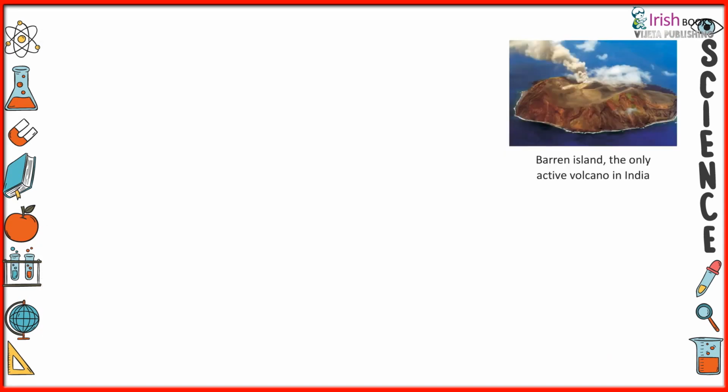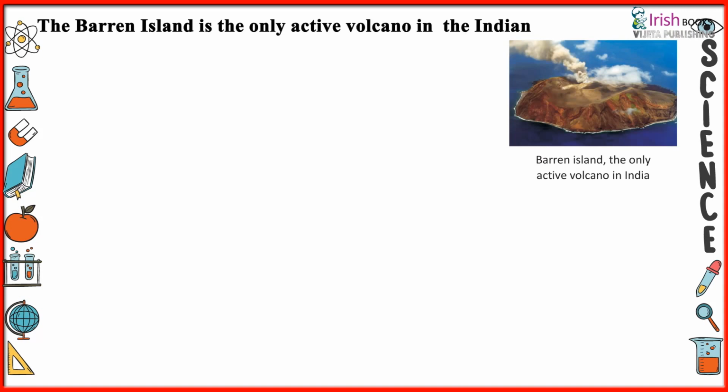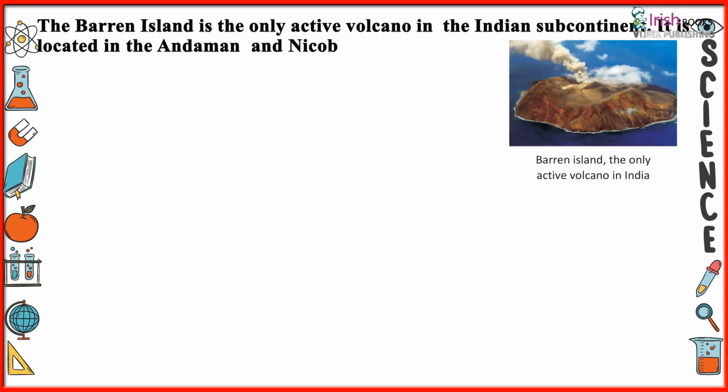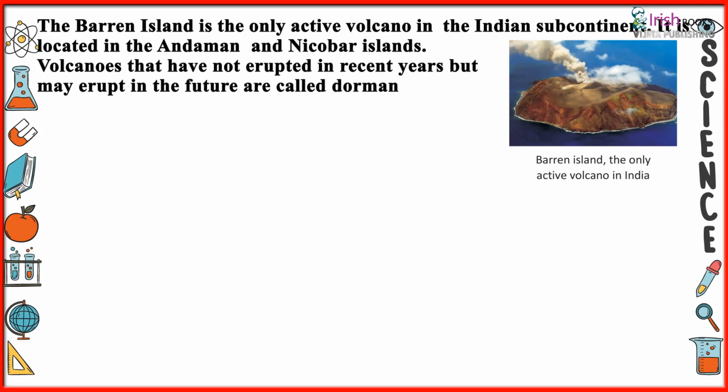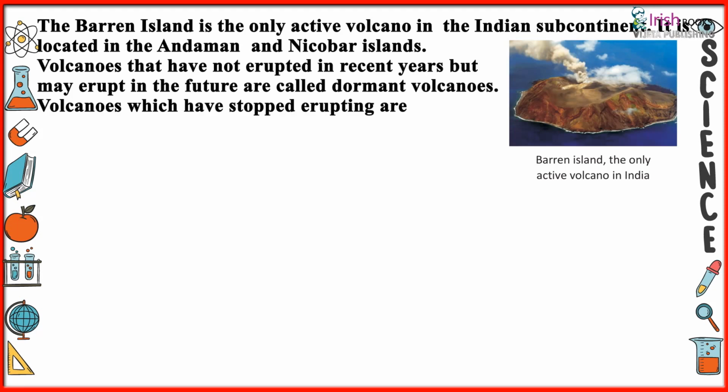The Barren Land is the only active volcano in the Indian subcontinent. It is located in the Andaman and Nicobar Islands. Volcanoes that have not erupted in recent years but may erupt in the future are called dormant volcanoes. Volcanoes which have stopped erupting are called extinct volcanoes.